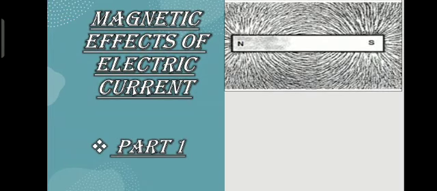Good morning. Today we are going to learn about the magnetic effects of electric current. Part 1. Here the diagram represents a bar magnet and these are the north and the south poles of the magnet.